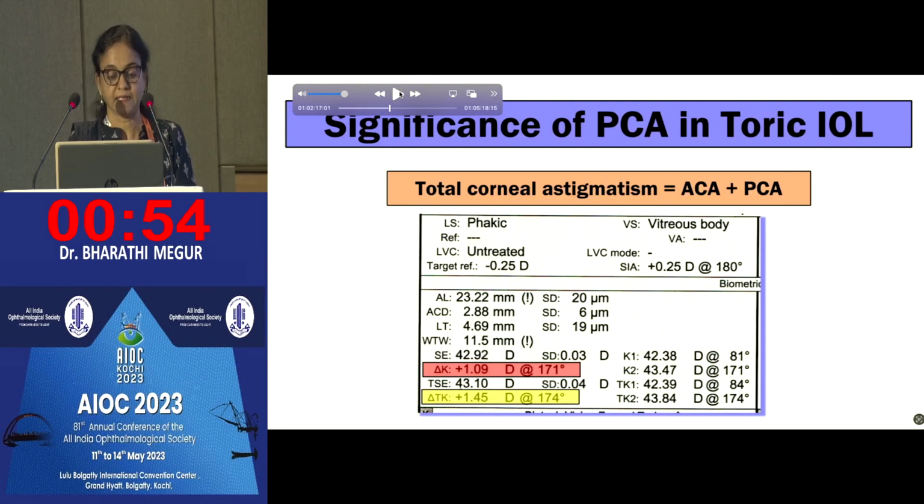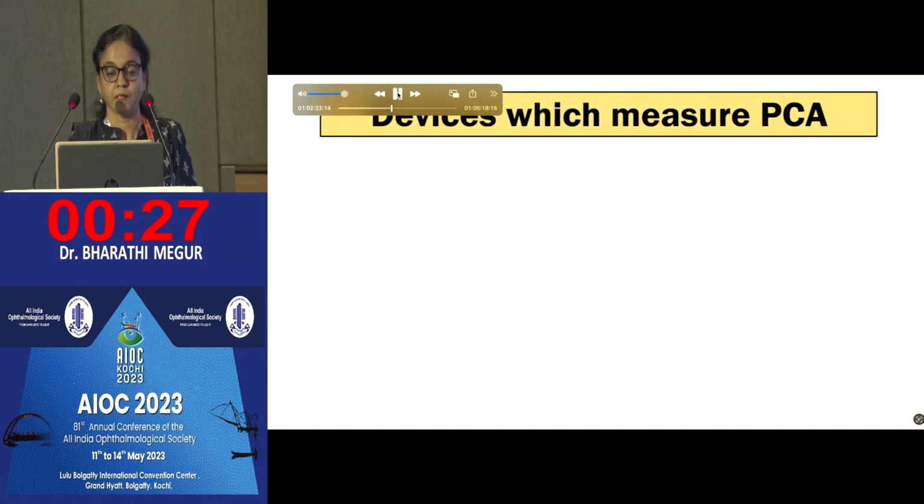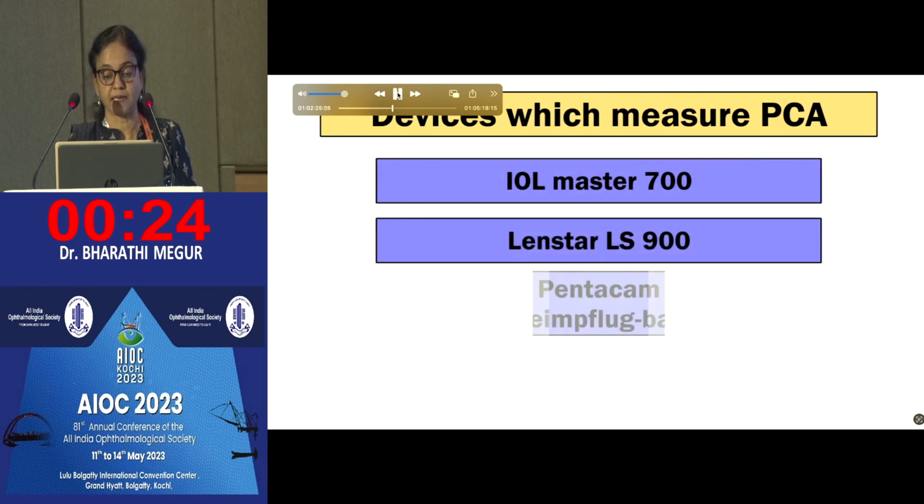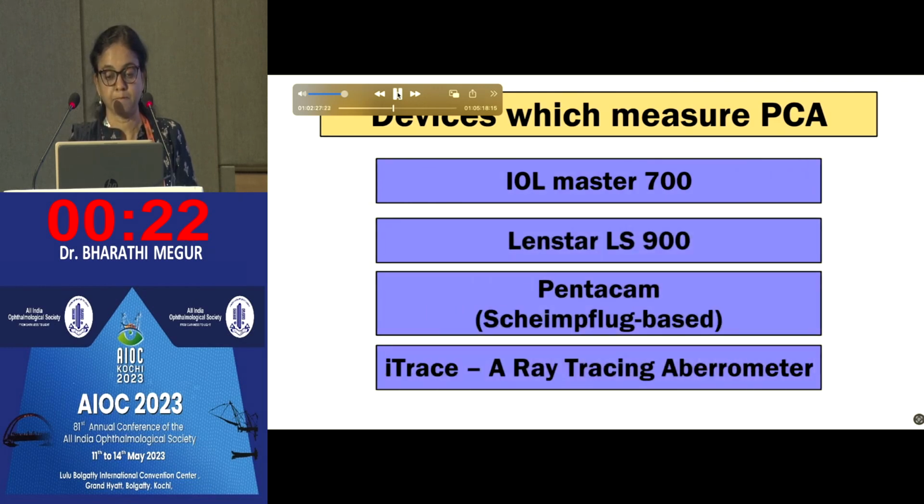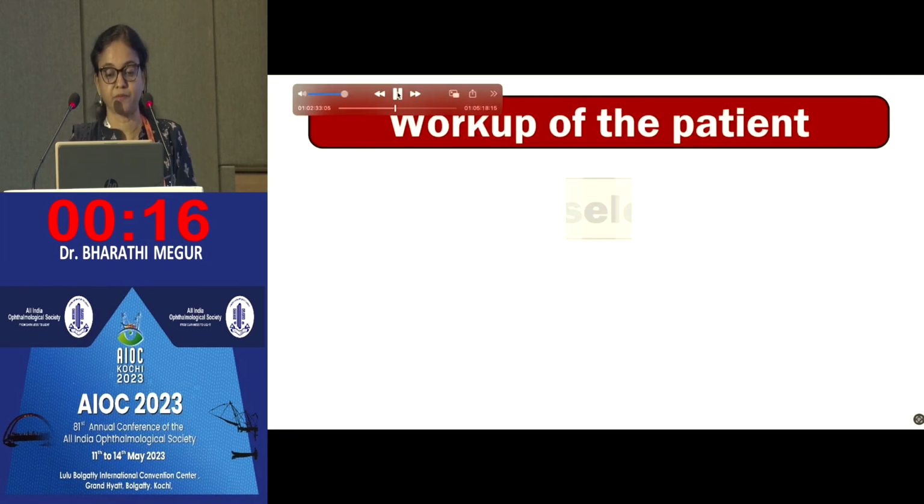As we can see here, when the biometric value of the K reading is obtained, K1 is 1.09 diopter at 171 degrees, but the total K is 1.45 diopters at 174 degrees. So 0.40 diopters would have been missed. This is contributed by the posterior corneal astigmatism. Devices which measure posterior corneal astigmatism are these, but it is not mandatory to have all these devices in your workflow.